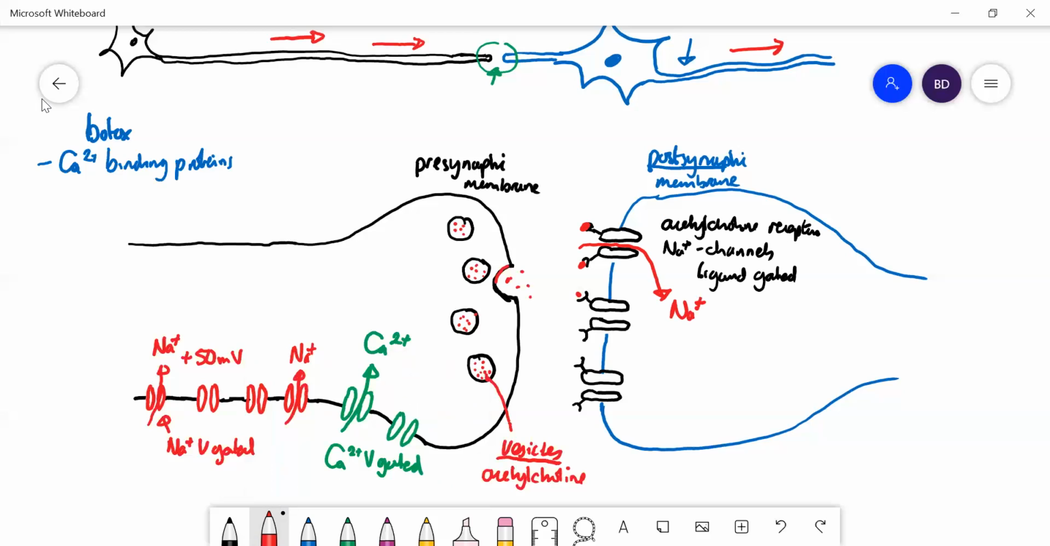Okay, so there's acetylcholine there. And of course, when sodium ions pass into the cell, that will change the membrane potential to plus 50 millivolts, whatever. It will depolarize it. And that will then stimulate an action potential in this second cell.